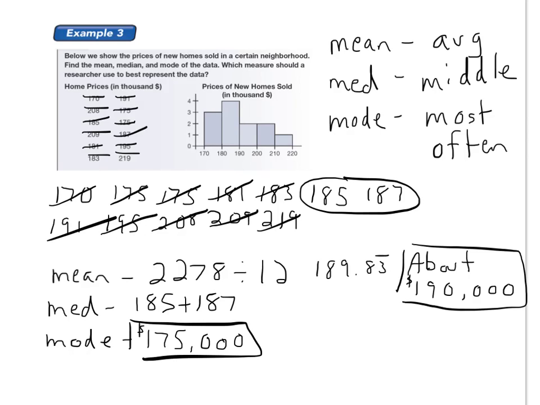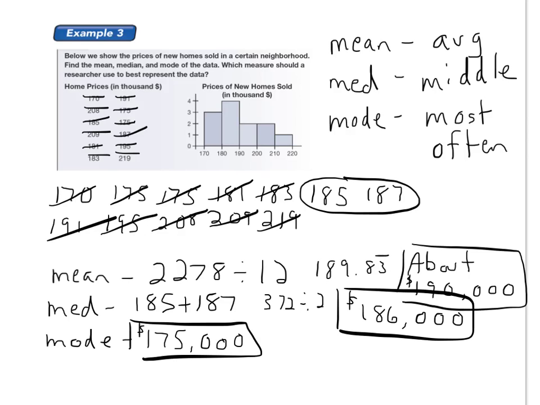So I'm going to take 185 plus 187 and add those up, and that's 372. And then I need to divide that by 2, and that's going to be 186. Now again, that's in thousands of dollars. Okay, $186,000. So my mean is $190,000.